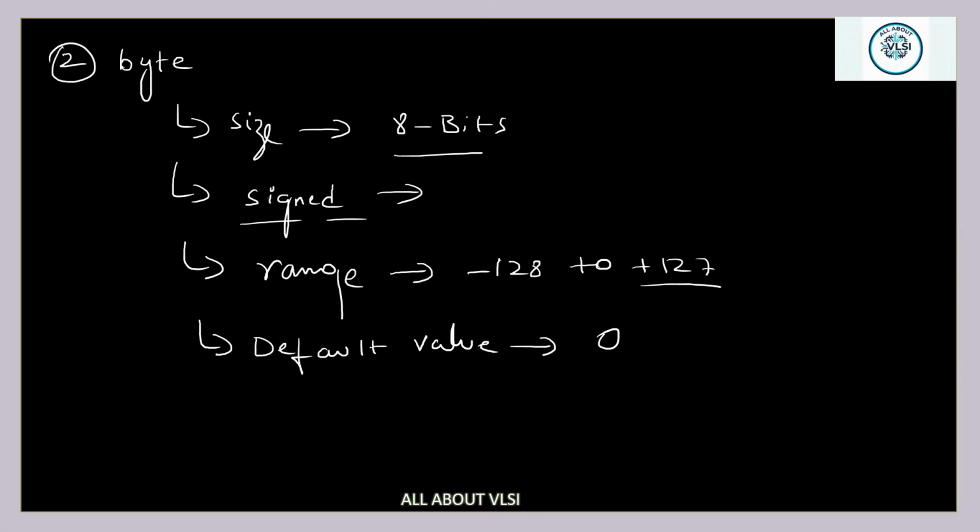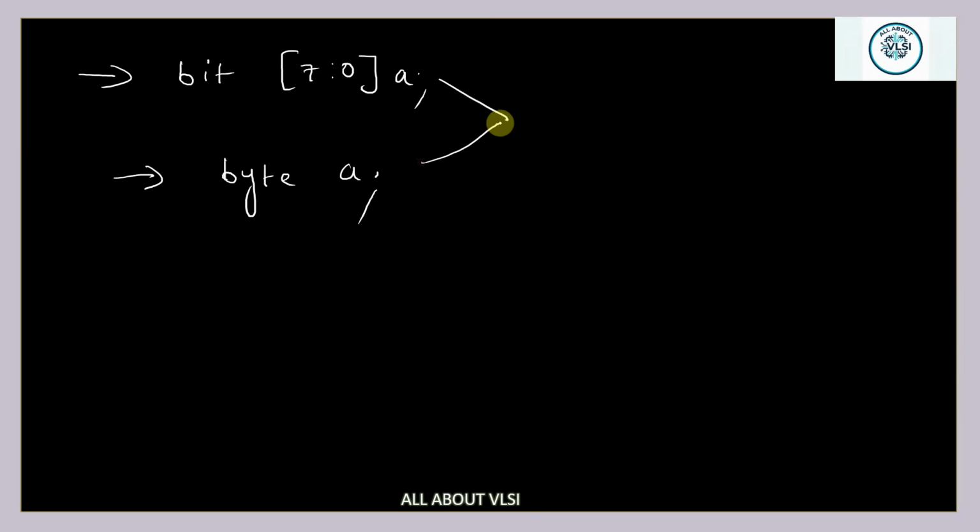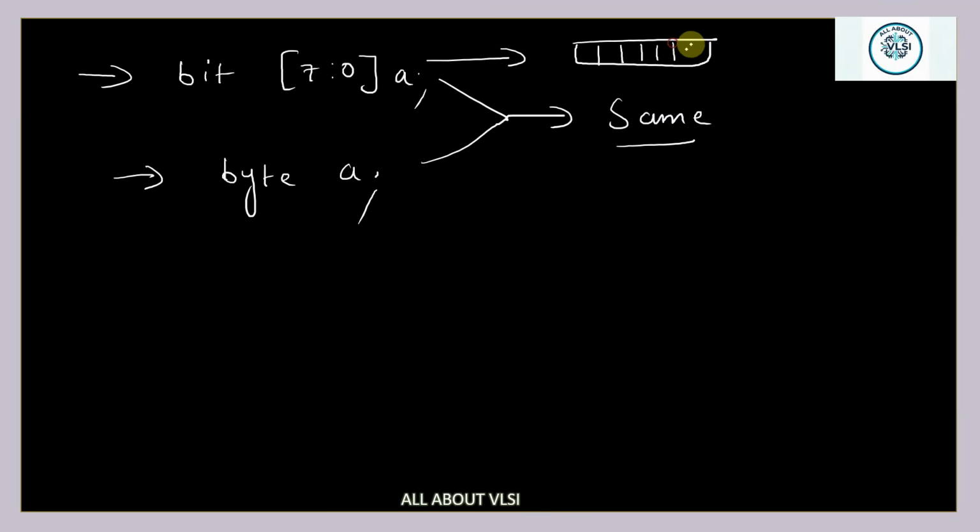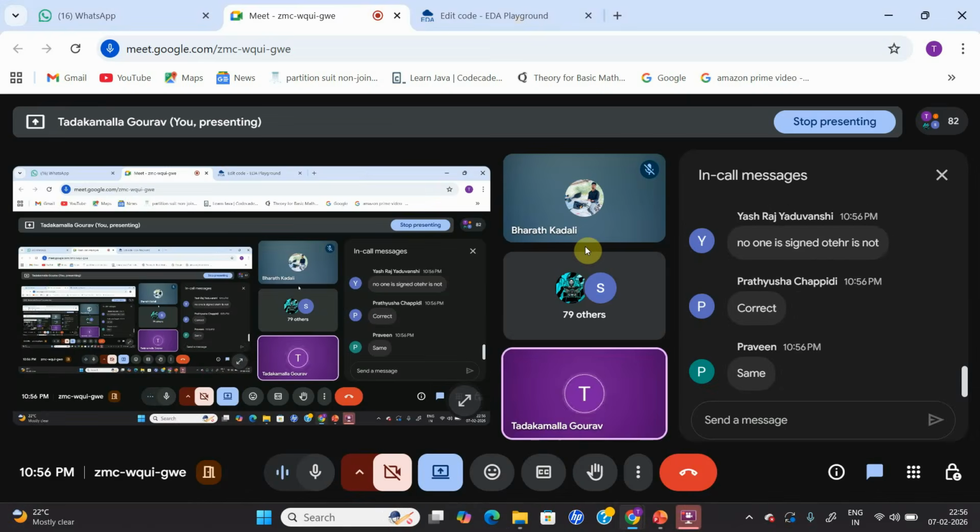Now my last question for this particular session. Let's say if I'm going to have bit 7 down to 0, A. And let's say if I'm going to have byte A. So my statement is these two are same. Is it correct or wrong? Bit 7 down to 0 is a vector of 8 bits, and byte is also 8 bits. So what is wrong in this? Both are same, right?